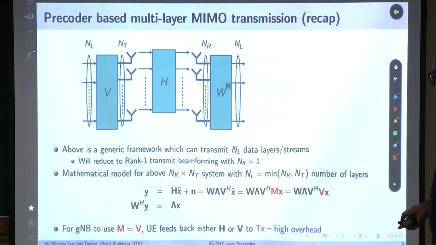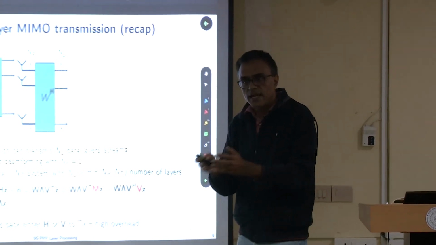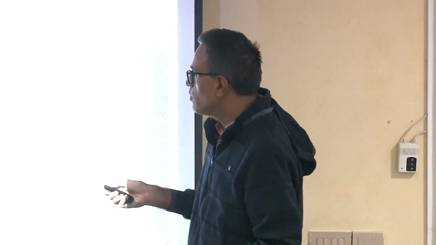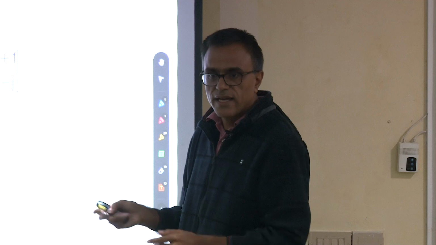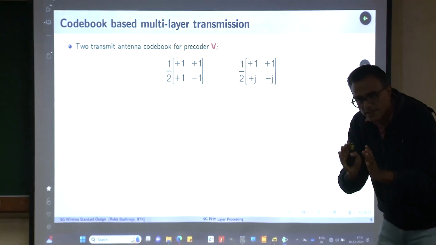So what are we saying here? It will neither feed back H nor feed back V directly. It will feed back some of the codebook entries which are defined, which are known both to the base station and the user. So I'm looking at a very specific case, again simplifying the system, and if you understand what is happening here, it is applicable for any generic NR cross NT system. What are we considering here? I'm considering a 2 cross 2 system, 2 transmit, 2 receive.